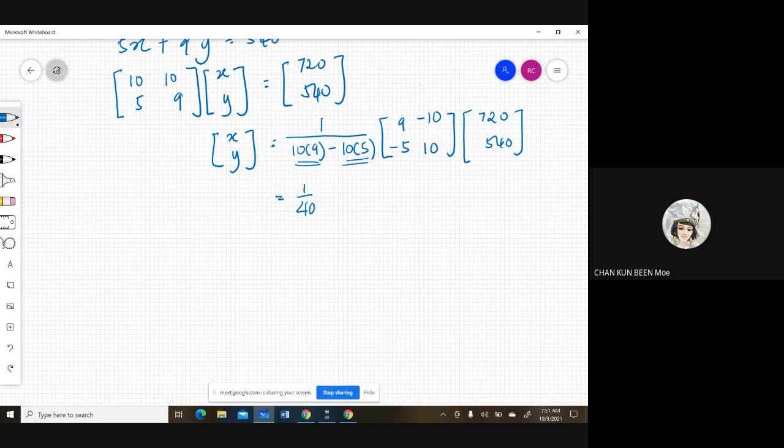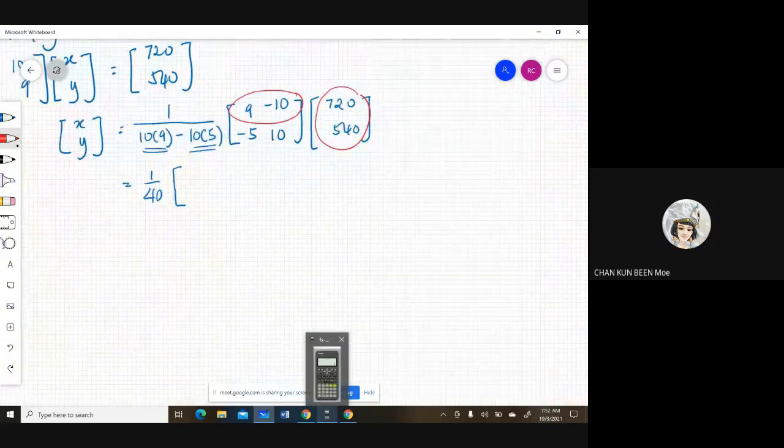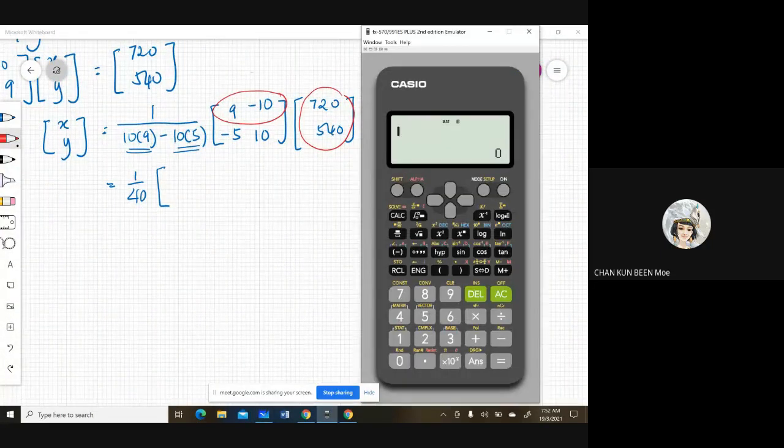And then for the next one here, you need to do the calculation: 9 and negative 10 multiplied by 720 and 540. So over here, I'm going to just show using the calculator. You can see the calculator here.